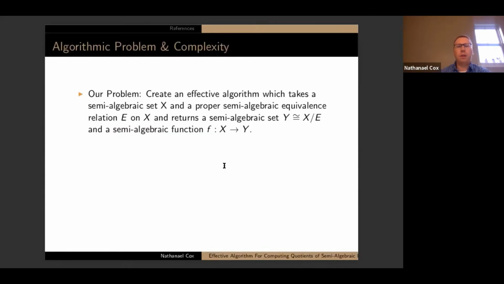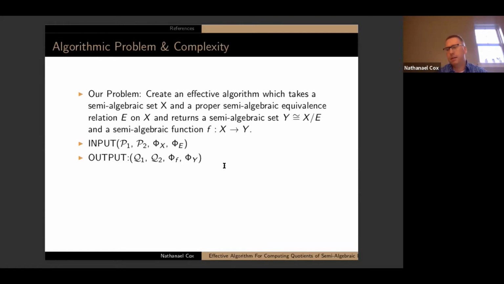The work we did on this project was to create an effective algorithm which takes a description of a semi-algebraic set X and a description of a proper semi-algebraic equivalence relation E on X, and returns a semi-algebraic set Y, which is homeomorphic to the quotient space, and a semi-algebraic function acting as the quotient map. The inputs and outputs of our algorithm are as follows: we input P1 and P2, two sets of polynomials, and phi X and phi E, which are P1 and P2 formulas respectively.